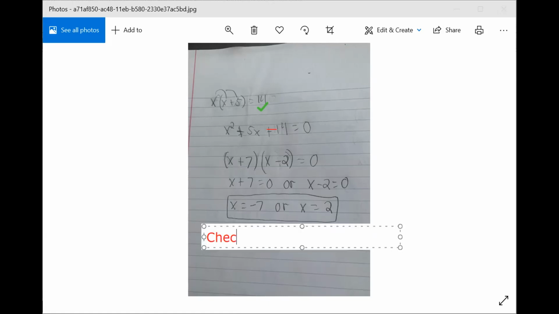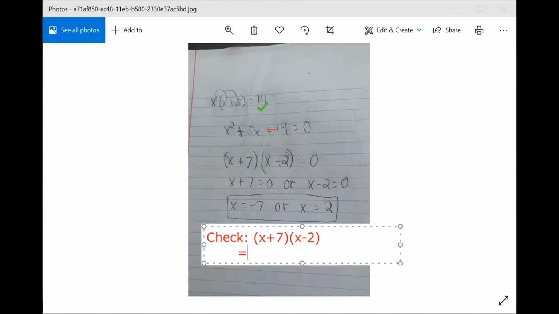So you want to check your factors, which is x plus 7 multiply x minus 2. Does that give us x squared plus 5x minus 14? Does it give us that? I think it does, right? So he made a mistake. Marcelo, you should have a minus 14 instead, but you got the factor correct.